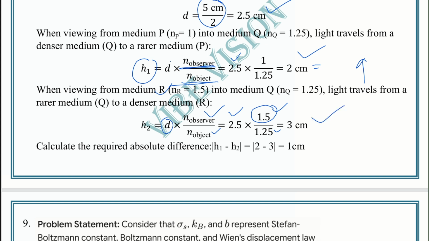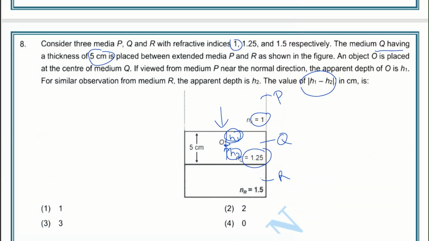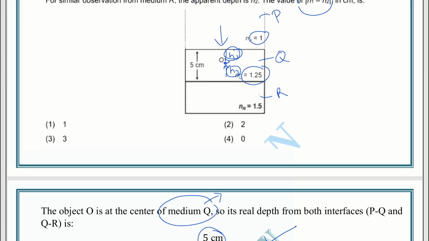So now calculating the required absolute difference, that is H1 minus H2, that is 2 minus 3, it is minus 1, and the mode of minus 1 is equal to how much? 1 centimeter. So this is the exact solution of this question, and this is quite good, not that lengthy.